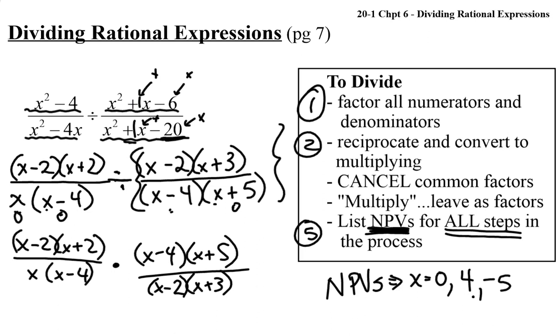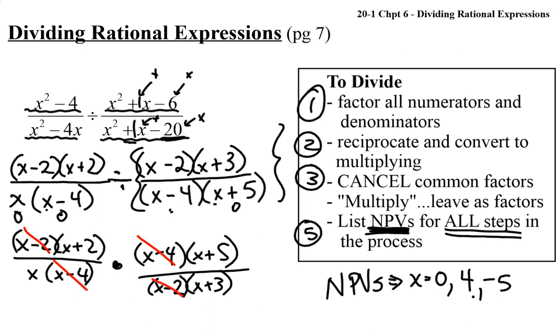Now that it's a multiplication question, now I can cancel common factors. What are my common factors? An x minus 4 and an x minus 4. The binomial is a factor. I have to cancel the entire binomial. x minus 2 are common factors. Do I have any other common factors there? I don't believe I do.